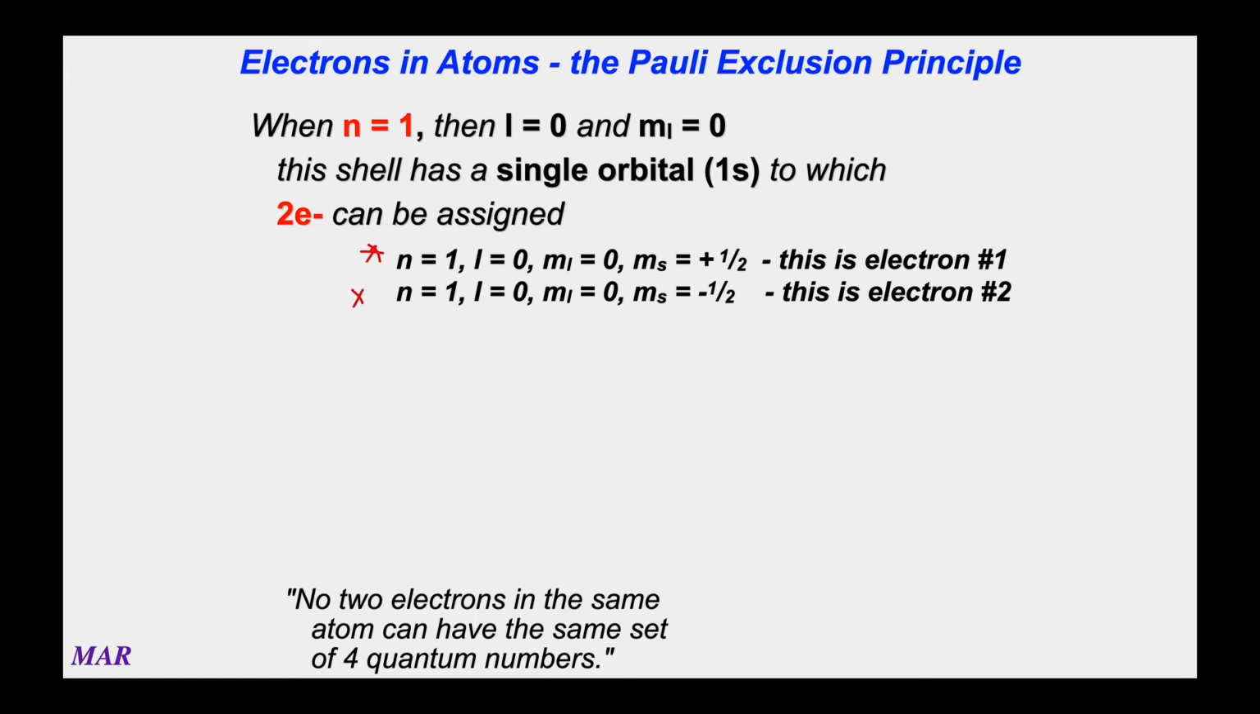And you can have n equals 1, L equals 0, m sub L equals 0, m sub S equals minus 1/2. So the first set of quantum numbers was electron number 1's address. The second set of quantum numbers was electron number 2's address. And again, the Pauli exclusion principle just says that each electron has to have its own set of 4 quantum numbers. As long as we don't have any more electrons with those exact quantum numbers, we are good to go.